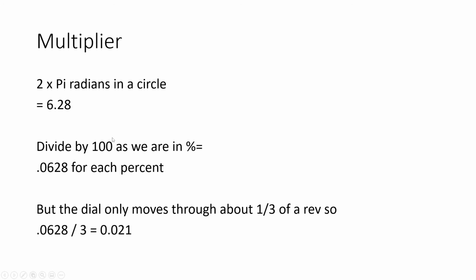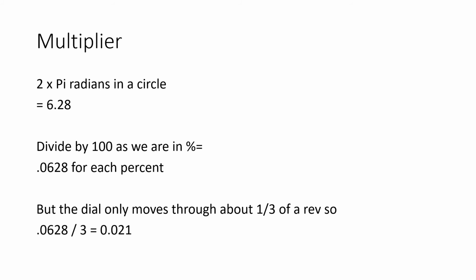And we're working in percentages. If we're working in degrees, we divide by 360, but we're working in percentages, so we divide by 100, and we get that as the value for each percentage point. But we're only using about 1/3 of the circle for that knob to go from 0 to 100%. So divide it by 3, and we get an approximate value of about 0.021 for each percentage point. I hope that maths makes sense to you. If not, just believe me, that's a good value to go with.